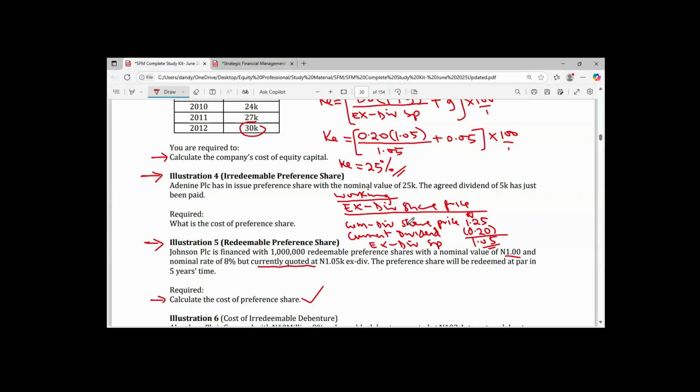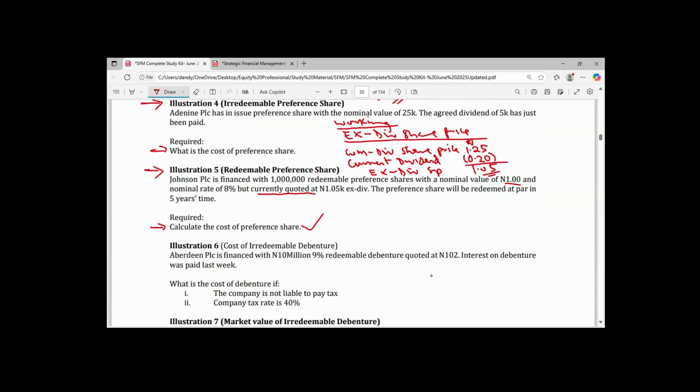Yes, the examiner is asking you to calculate cost of preference share. You need to ask yourself, what kind of preference share is this one? Is it redeemable or irredeemable? I explained earlier that preference share will be redeemable if the redemption date or maturity date is given to you. In this question, we are not given the maturity date. Therefore, it is irredeemable preference share. How do you then compute the cost of irredeemable preference share? It is calculated as the ratio of fixed dividend to ex-div share price.